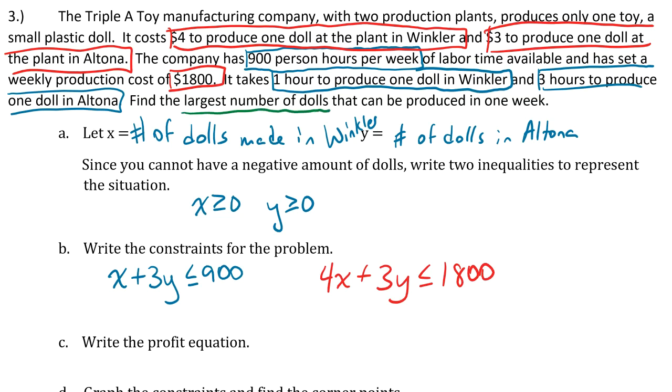Right? So if we just want to know how many dolls can we make, then the total number of dolls that we're making each week would just be the number of dolls in Winkler, which is X, so P equals X plus the number of dolls in Altona, which would be Y. So it's a really simple profit equation this time, nothing too fancy.